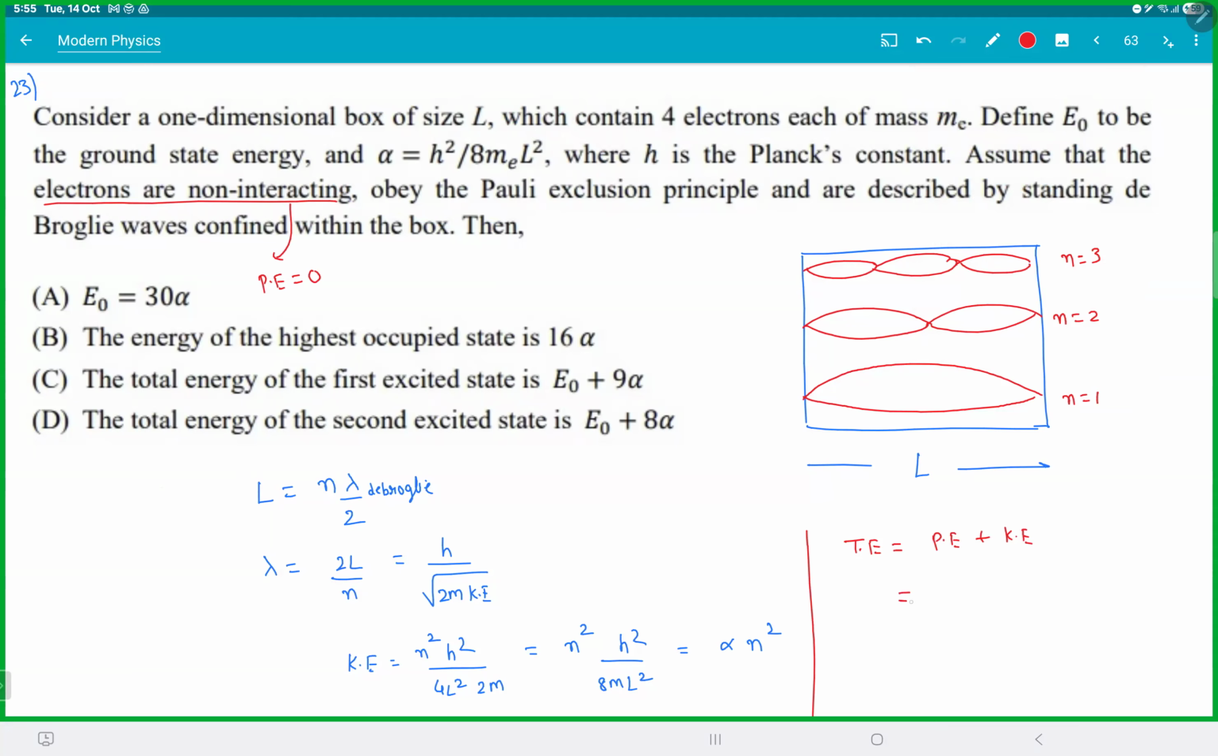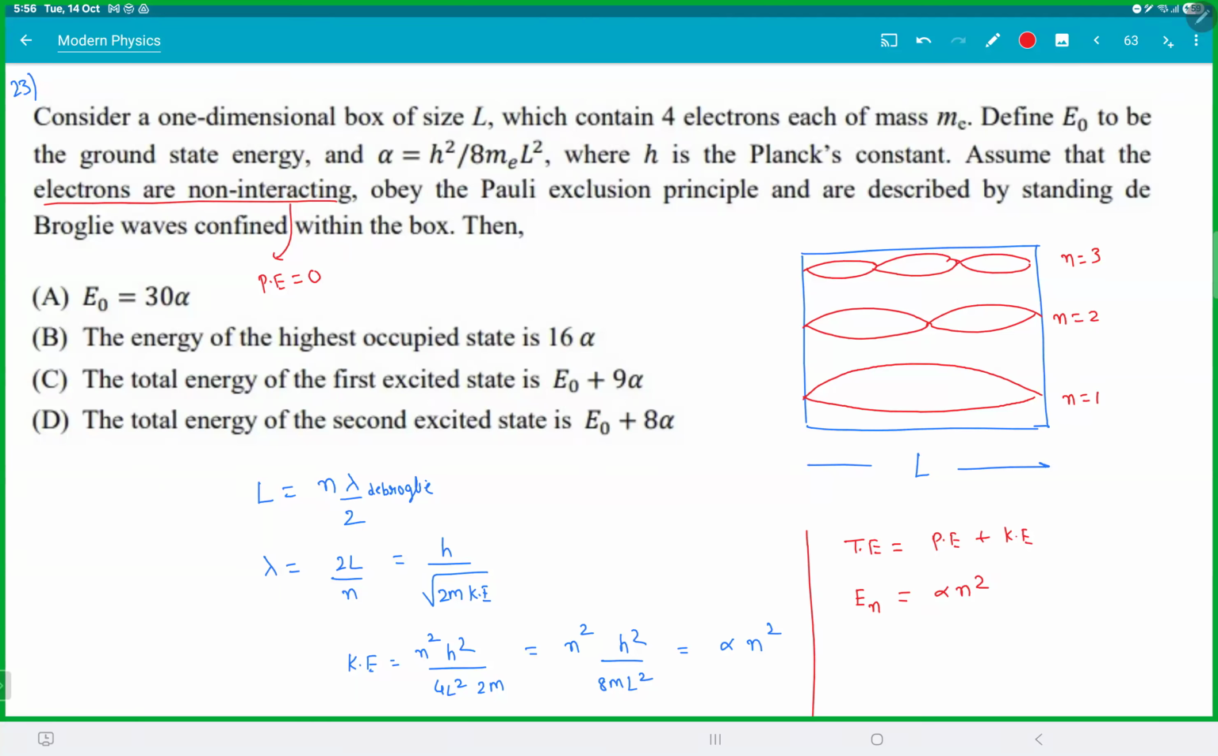So the total energy must be alpha n square. This is the energy of the nth orbit. Making sense. Now he has given some options.